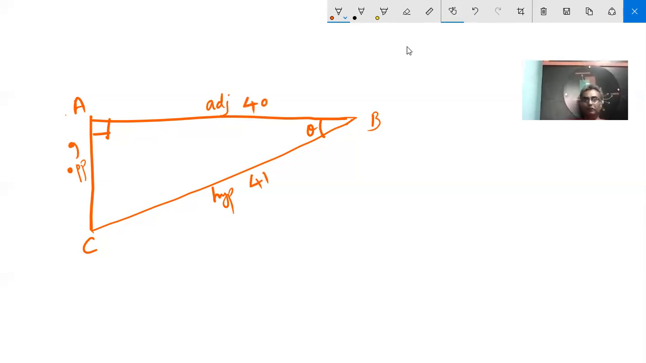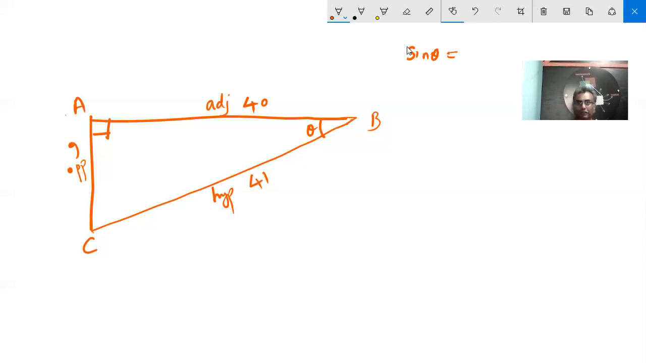Now let us start. You tell me what is sine theta. Could you just give me 1 second? Let me just note all these things down. No problem. Hypotenuse is 41, opposite side is 9 and adjacent side is 40. Yes, uncle.